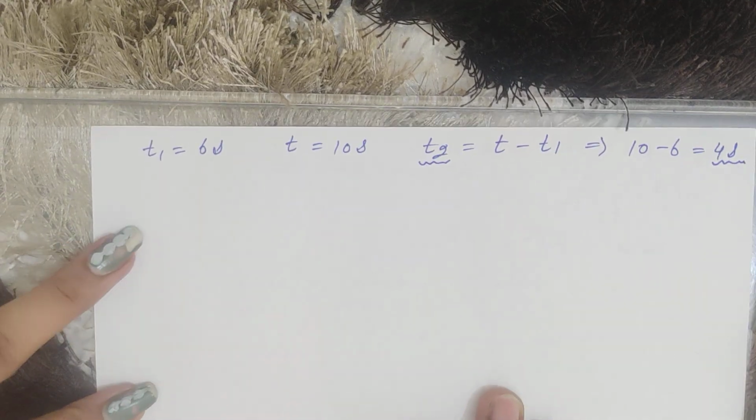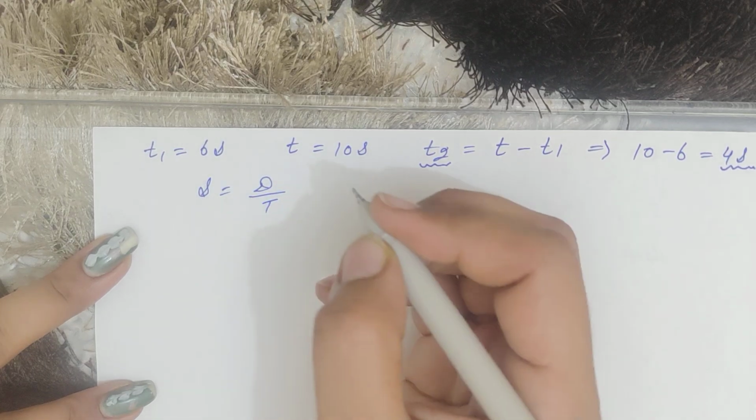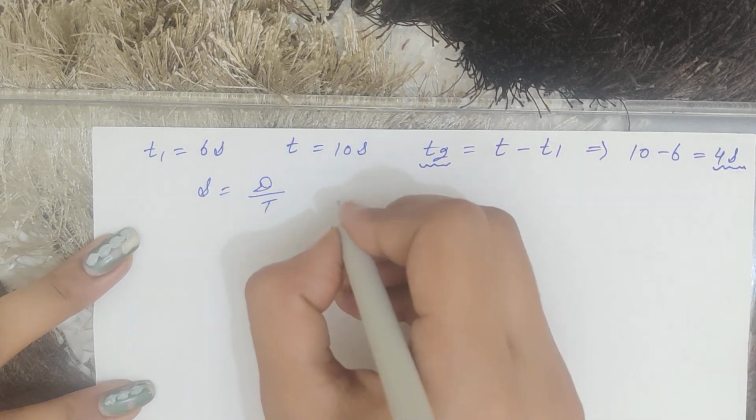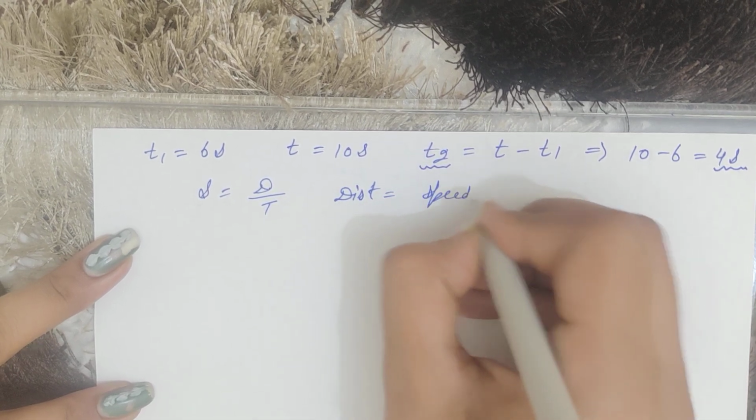Okay, so for this we are using s is equal to d by t. We know the simple formula. We need to find the distance. So distance is equal to speed multiplied by time.